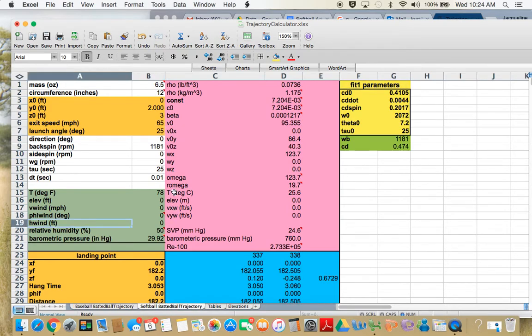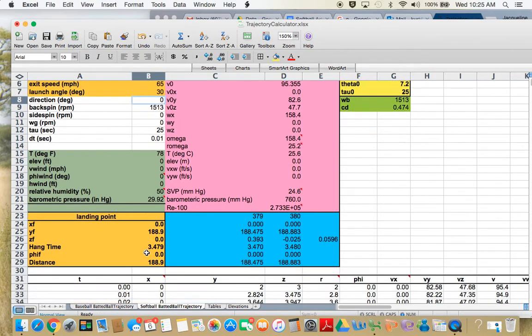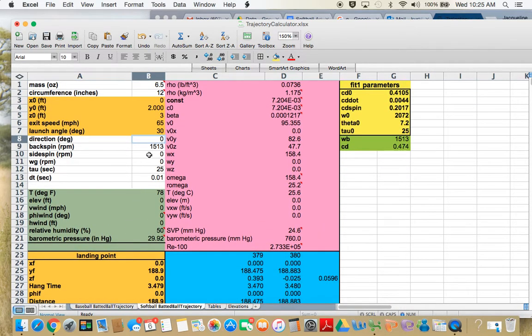Now, if I were to hit a softball 65 miles an hour at a 30-degree launch angle, that results in a hit that's 188 feet, or 189 feet if I round up. So if that's hit down the line, that's probably a home run in softball.